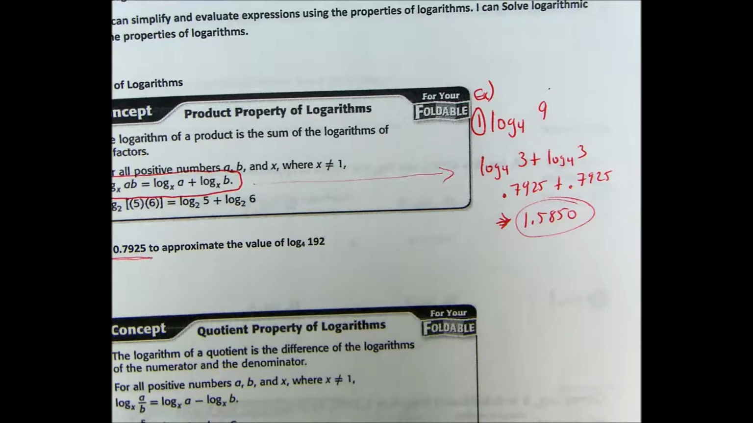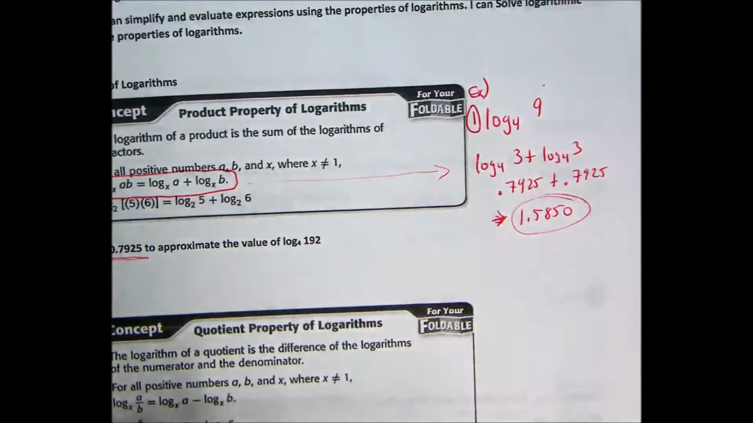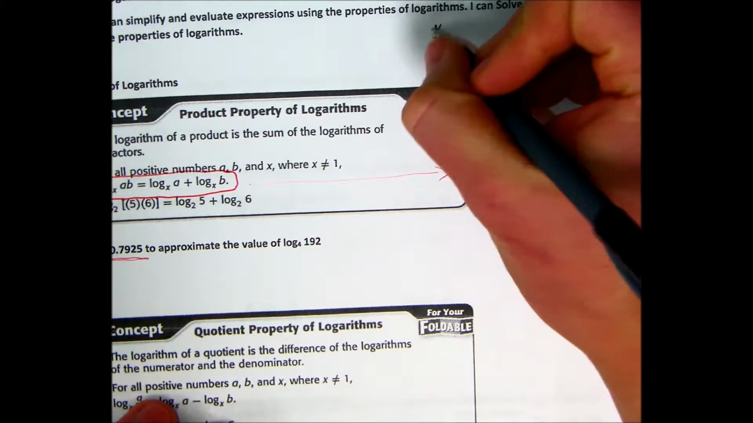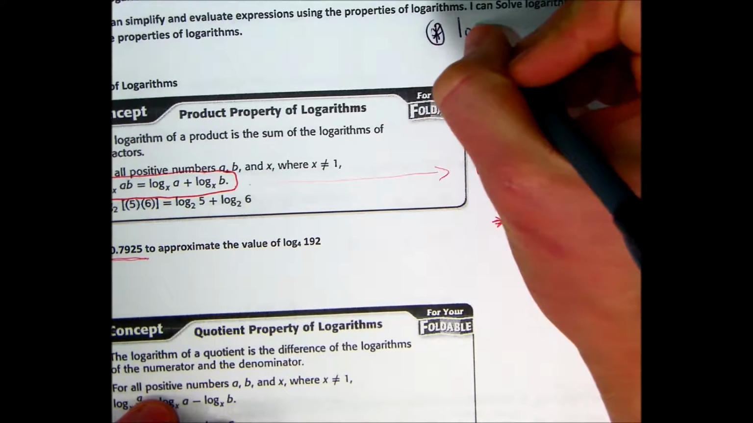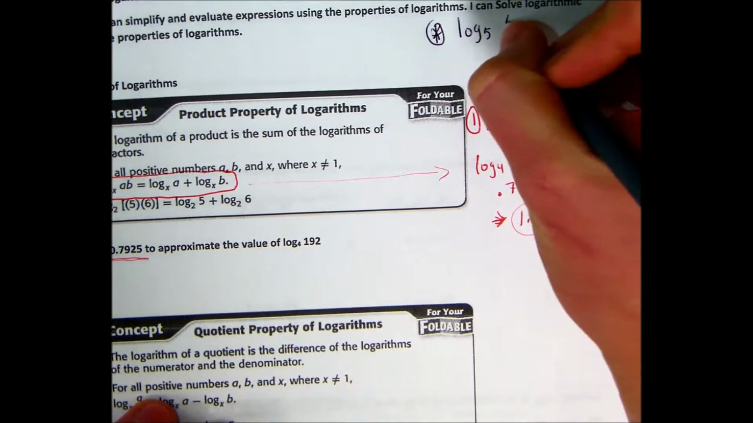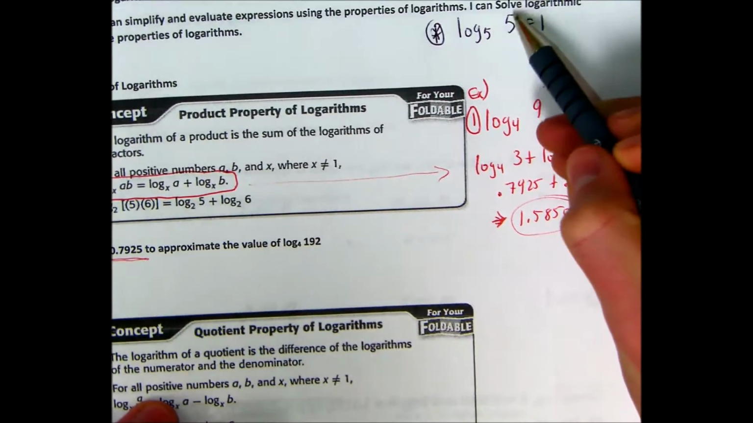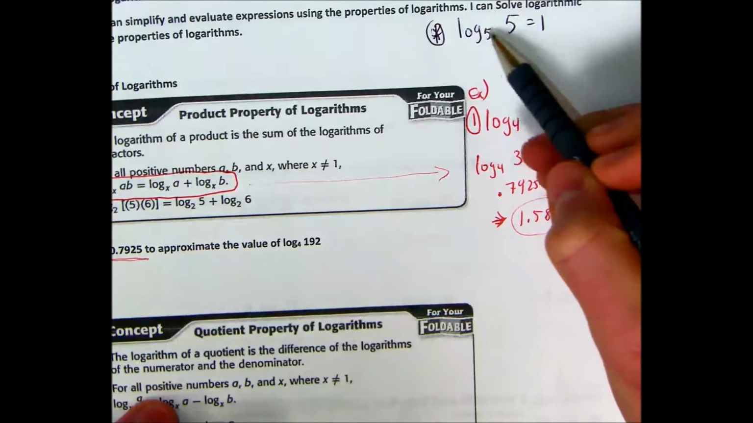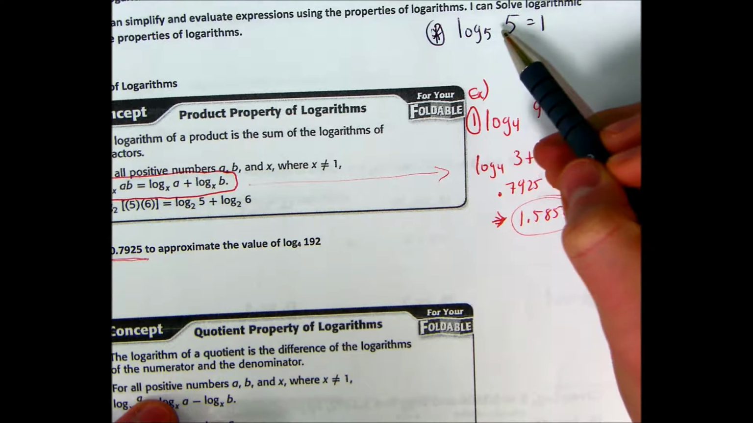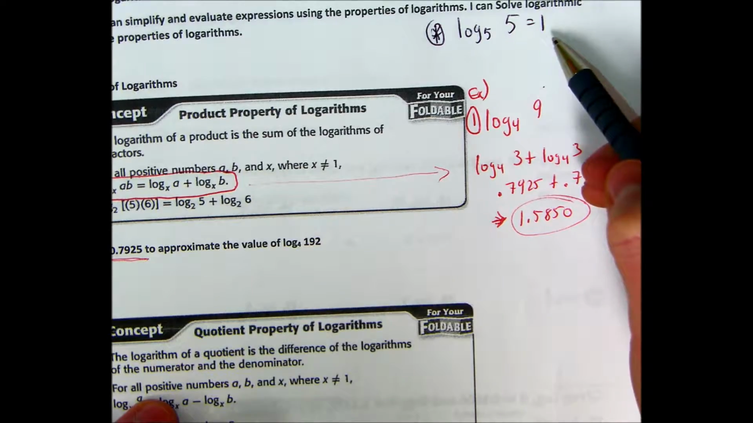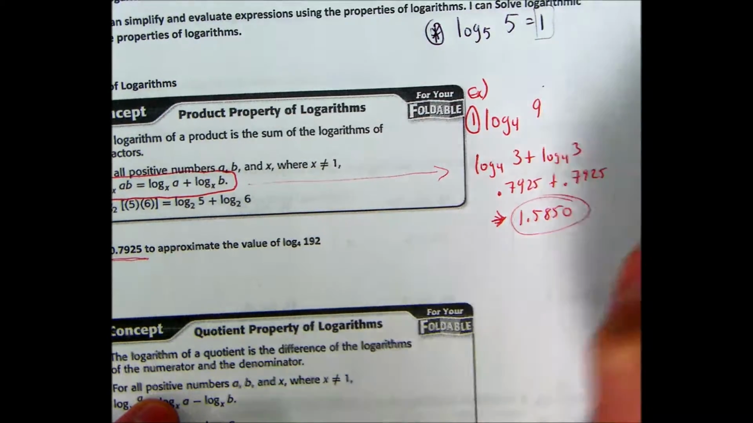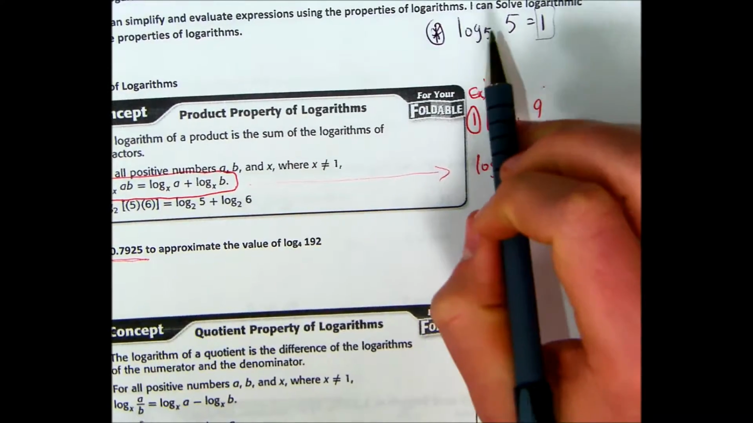One quick thing with logs. Little star here. If I had log base 5, anytime the big number and the base number, what we call b, are the same thing, the answer here is always going to be 1. Always going to equal 1. So if it's log base 4 of 4, that's going to equal 1. Log base 6 of 6 equals 1 as well.